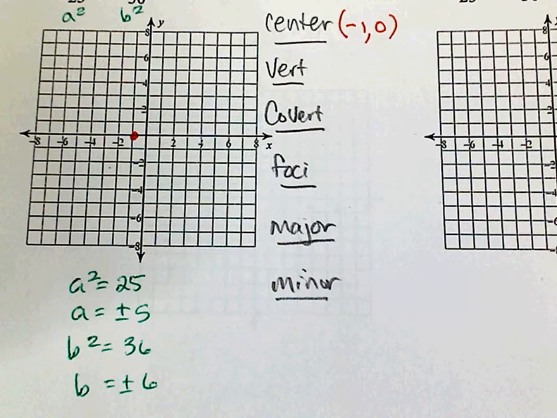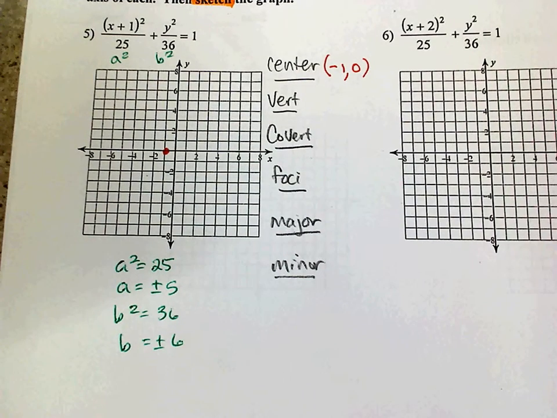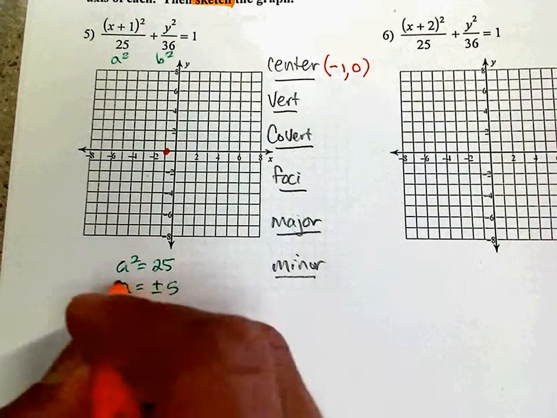Boy, that's awfully close. Let me see if I can make that. Let's see a little bit. There you go. All right. So we got our information here. So we got our a and we got our b.